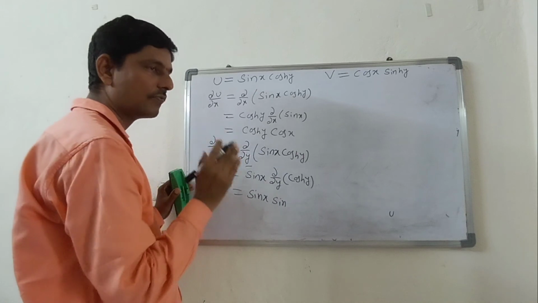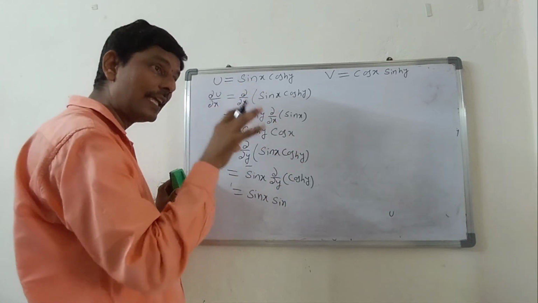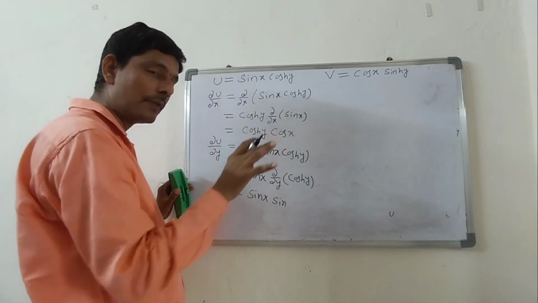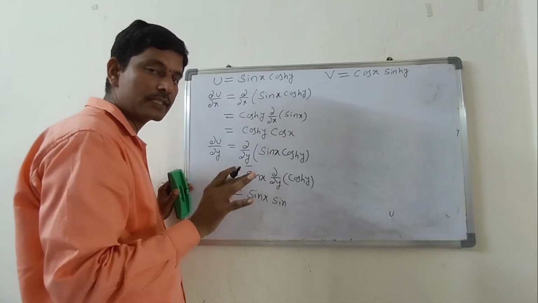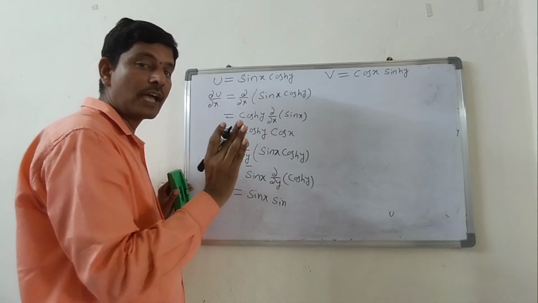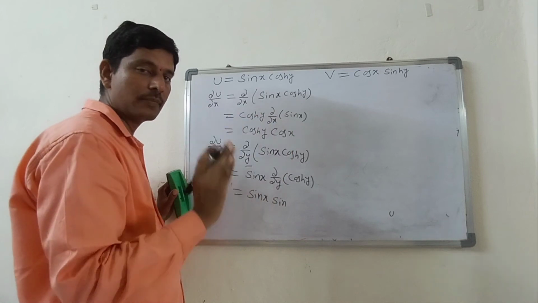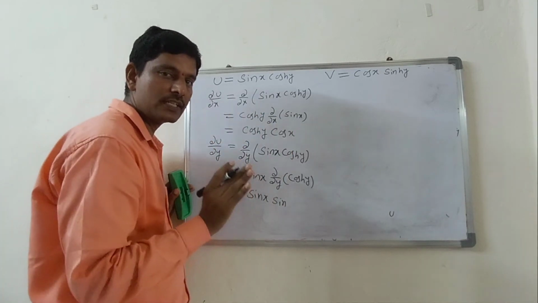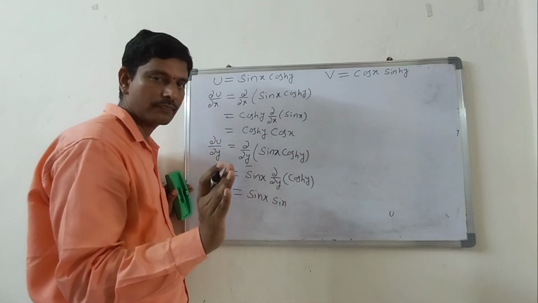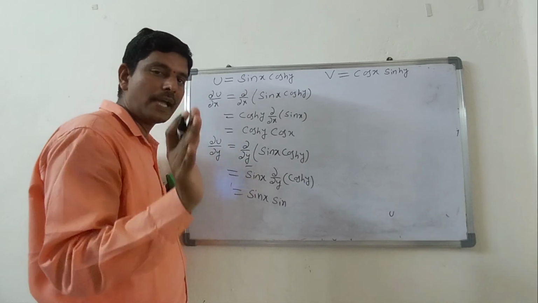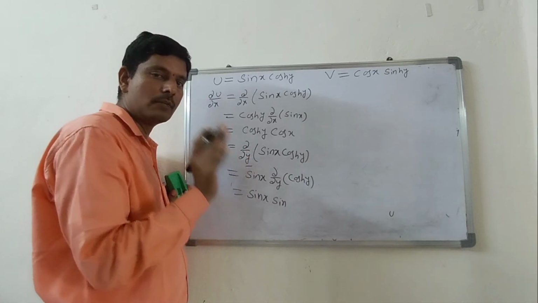But the difference is, for hyperbolic functions, cos and sin both are plus. For trigonometric functions, cos has minus and sin has plus sign. Please remember that. For trigonometric functions, sin x differentiation is cos x only, and cos x differentiation is minus sin x. But in hyperbolic, both are positive.